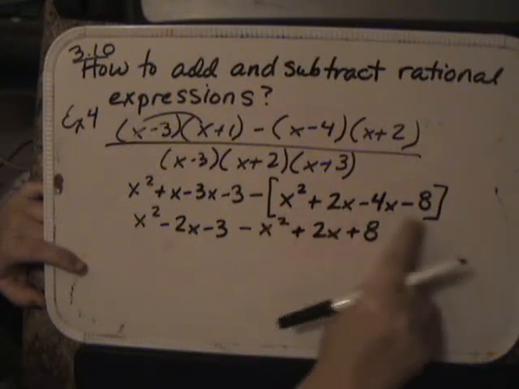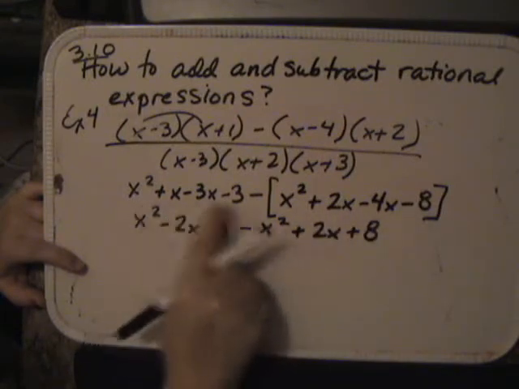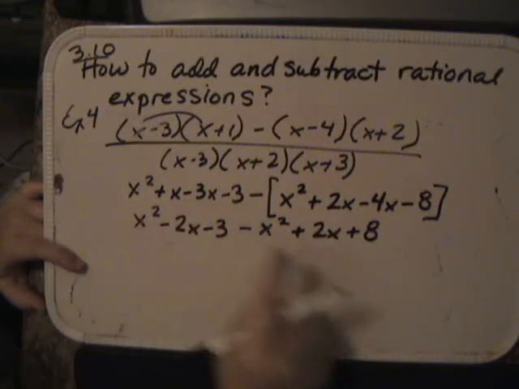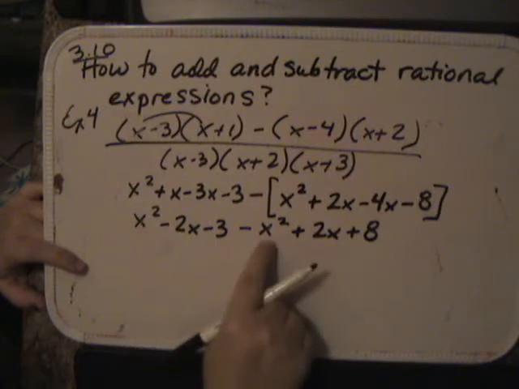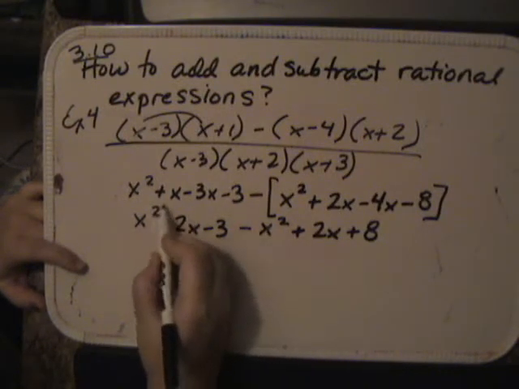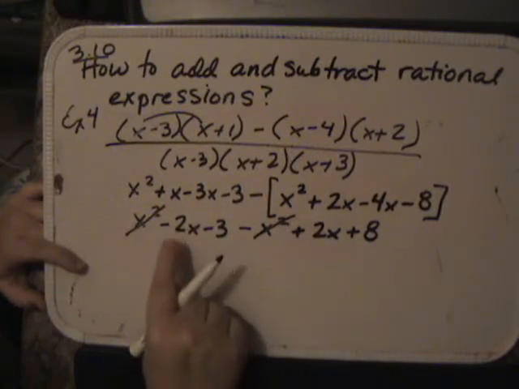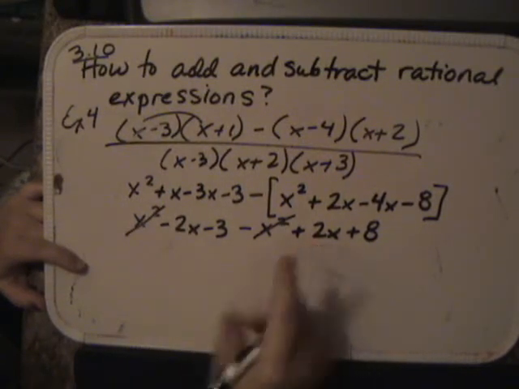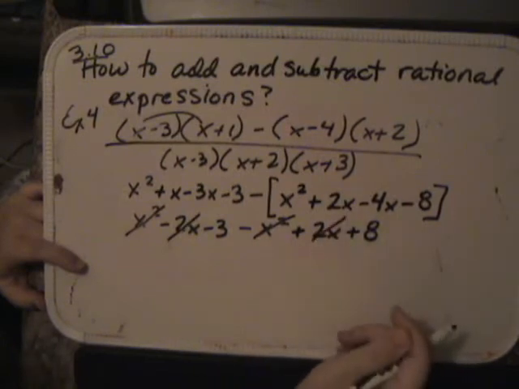So I've combined my like terms on this side and combined my like terms on this side. So next I combine like terms. Oh, look what's happened. x squared minus x squared, those two are going to cancel. Negative 2x and a positive 2x, those two are going to cancel.